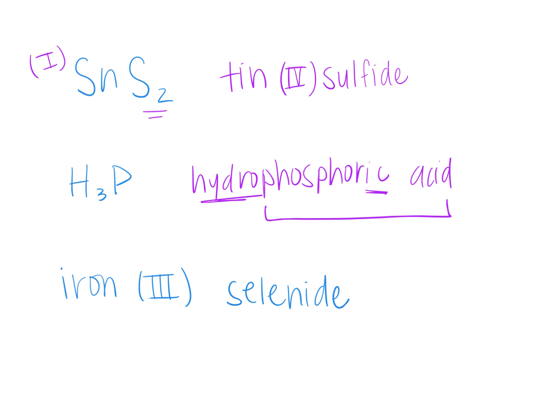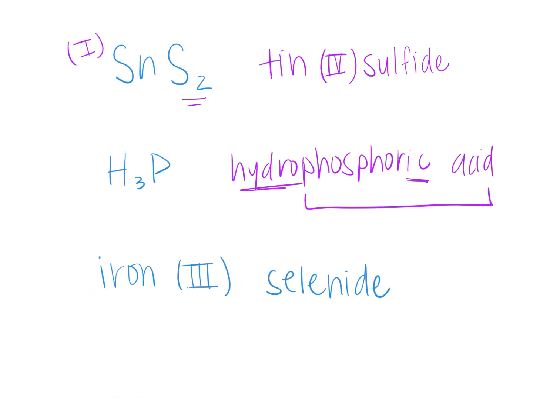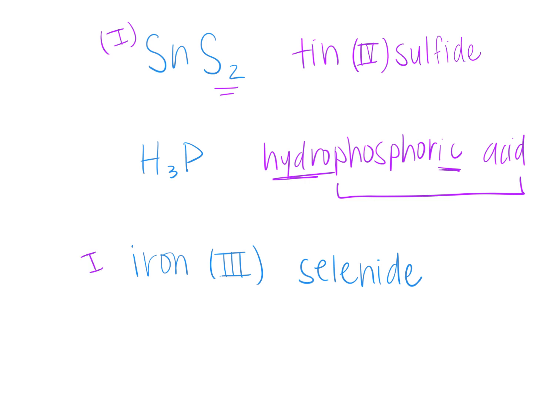Okay, what about the last one? Iron 3 selenide. Is it ionic, covalent, or an acid? Ionic, right? This one was an acid. So what's our formula here? Fe2 Se3. Oh, I forgot the e. Fe2Se3. I didn't know there was an e.